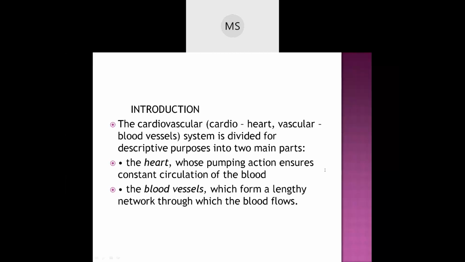The cardiovascular system is divided for descriptive purpose into two main parts: the heart, whose pumping action ensures constant circulation of the blood; the blood vessels, which form a lengthy network through which the blood flows. You explain. Whatever you have understood, you explain.